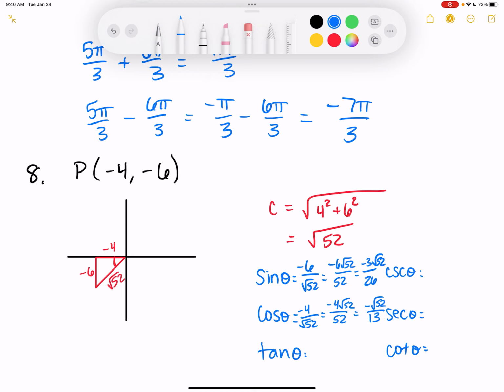And then tangent would be what? Negative 6 over negative 4, which makes it positive, but can be reduced to 3 over 2. So then cosecant would be what? Square root of 52 over negative 6. Secant. Square root of 52 over negative 4. And cotangent. 2 over 3.